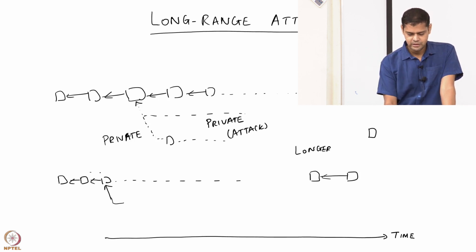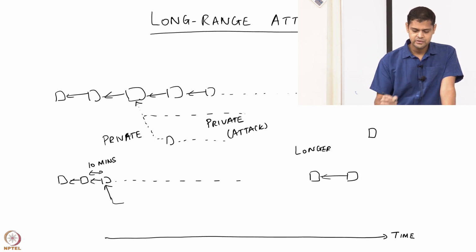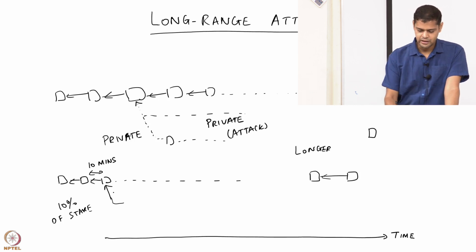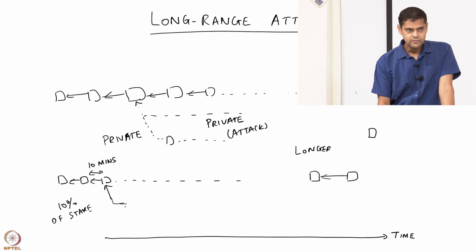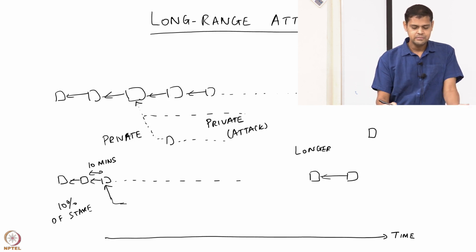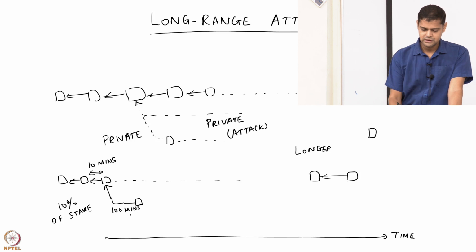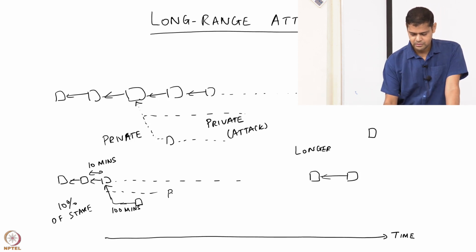And let's say that here, you have to wait for 10 minutes, roughly on average, to create a block. And let's say that the attacker has 10% of the stake in this blockchain at this point in time, right? So roughly it's going to take him 10 times, so it might take him 100 minutes to generate a block here, right? So this is all happening in private.